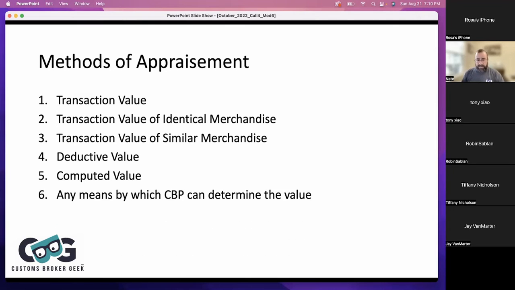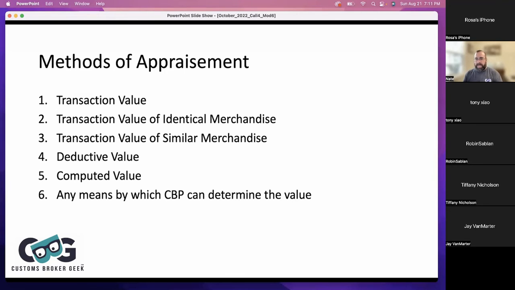And if computed value can't be used, then the last method of appraisement is any means by which customs can determine the value. So if you end up past transaction value, you're probably going to be having conversations about how to properly determine the value of these goods. If you make it to method 6, it's because none of the other methods were able to determine an acceptable value to report to customs.